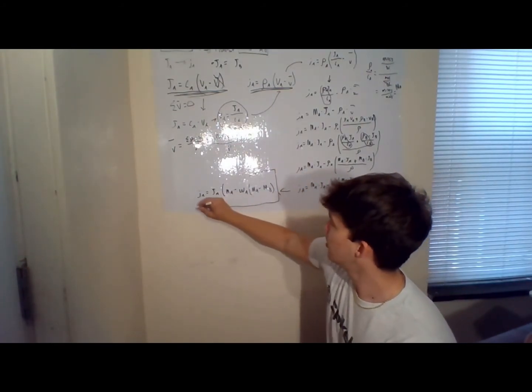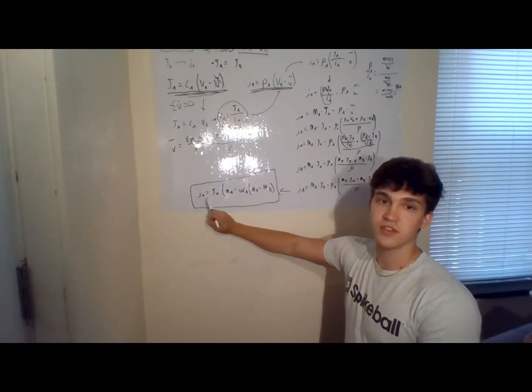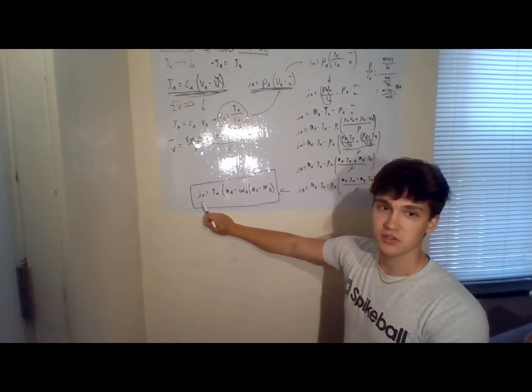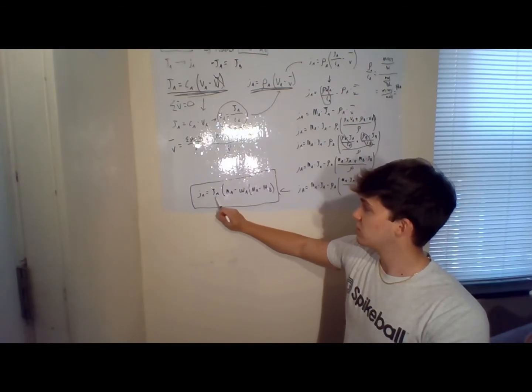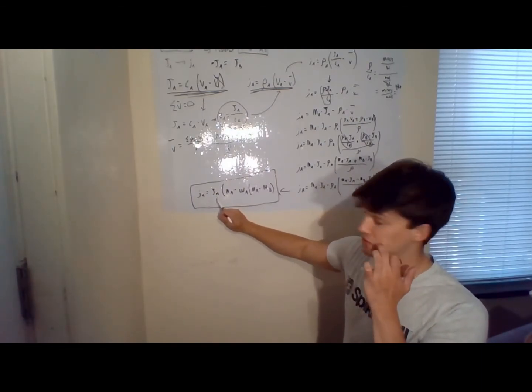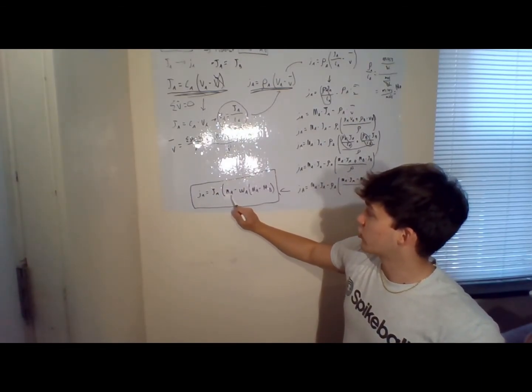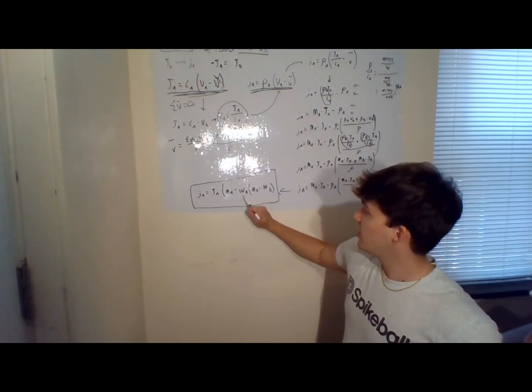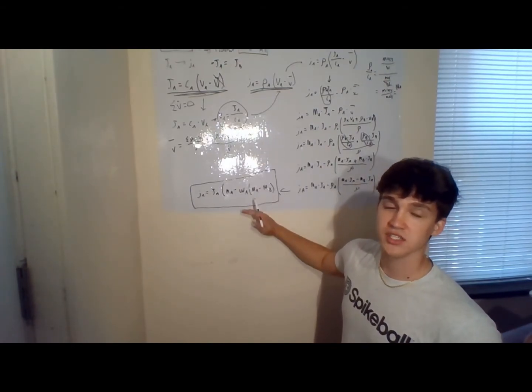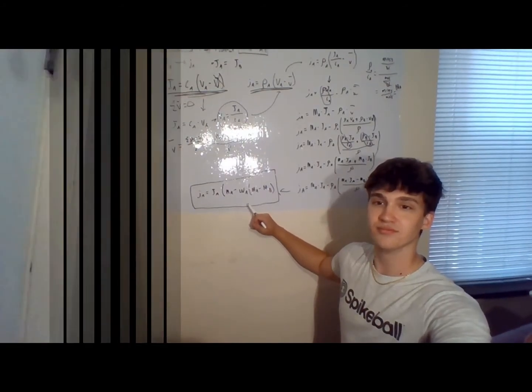This right here is what we are looking for. We have the mass diffusive flux of A, and we have that relating to the molar diffusive flux of A, as well as the molecular weight of A, the molecular weight of B, and the mass fraction of A. This is what we're looking for.